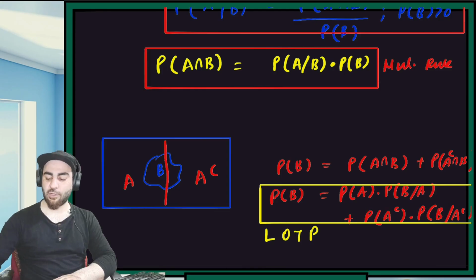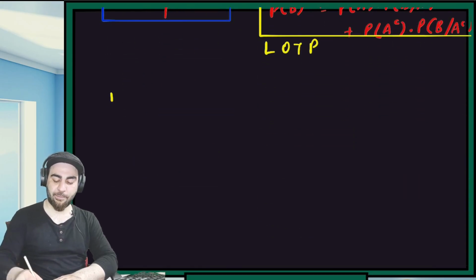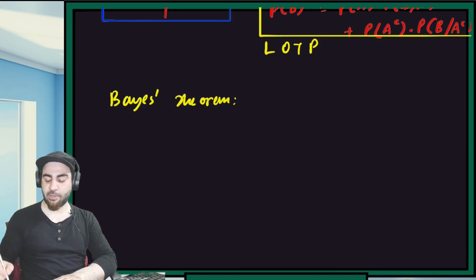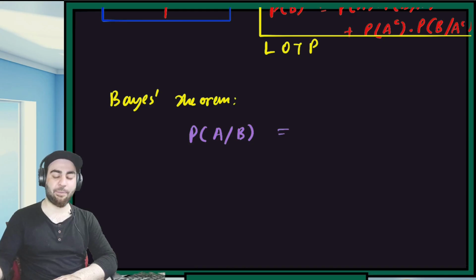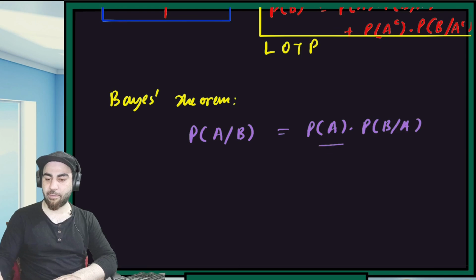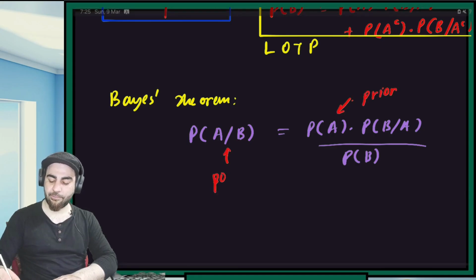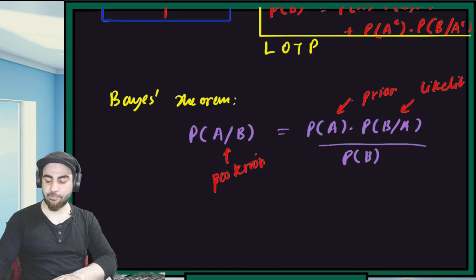And as a consequence of all of these things, we derived what's called Bayes' theorem. Bayes' theorem is one of the very important, very deep results from conditional probability. It comes from this: the probability of A given that B occurred is equal to the probability of A multiplied by the probability of B given A, divided by the probability of B. This term we call the prior. This was called the posterior. This over here is called the likelihood. And this is what is called the total probability.